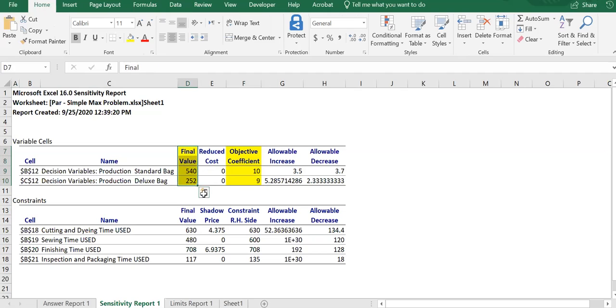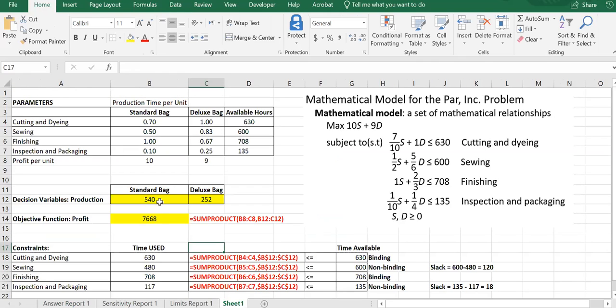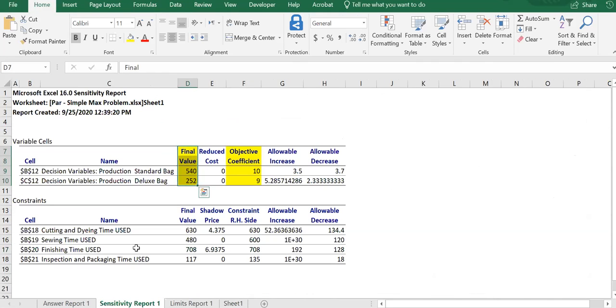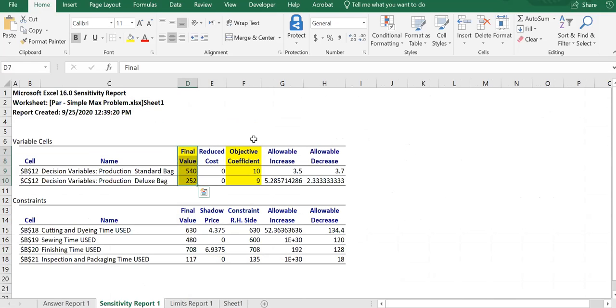We already know this from the answer report. You can just check here, 540 and 252, or you can just check it here, decision variables. So this is nothing new. Objective coefficient, again, objective function coefficient, 10 and 9. We already knew those guys, right? 10 and 9.